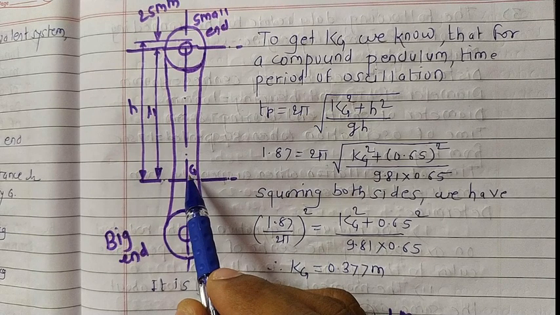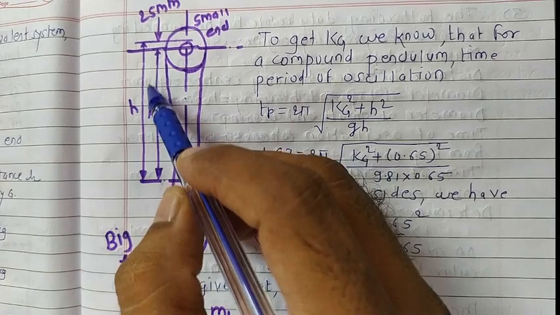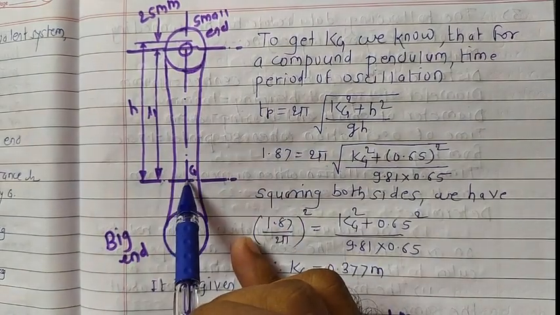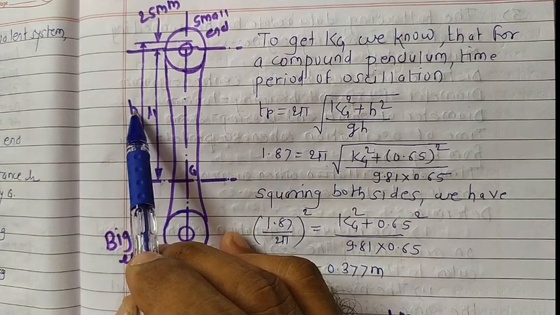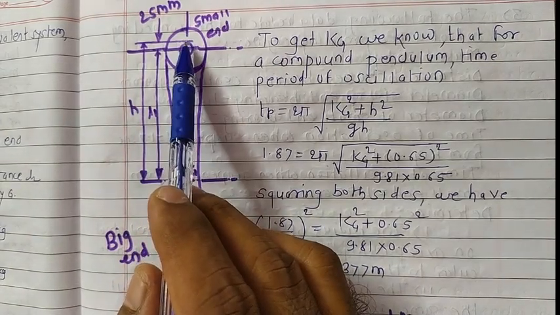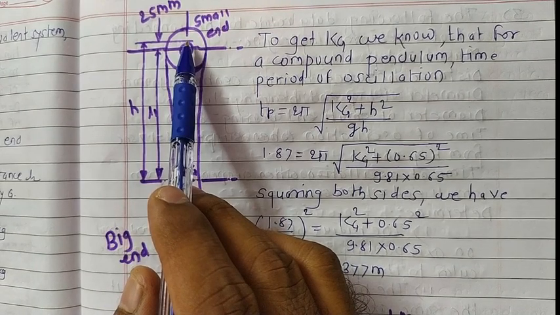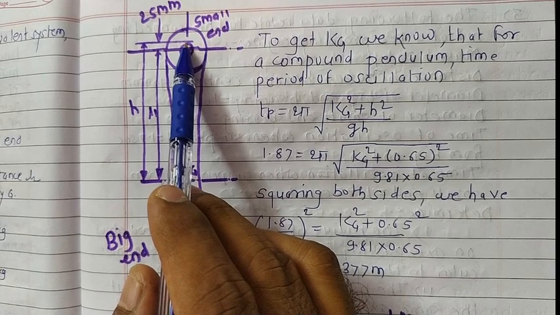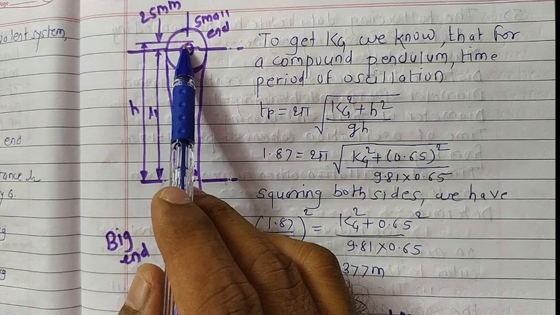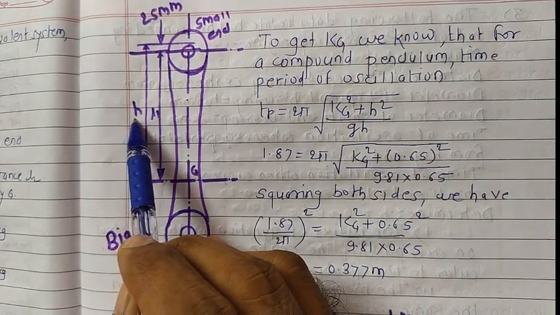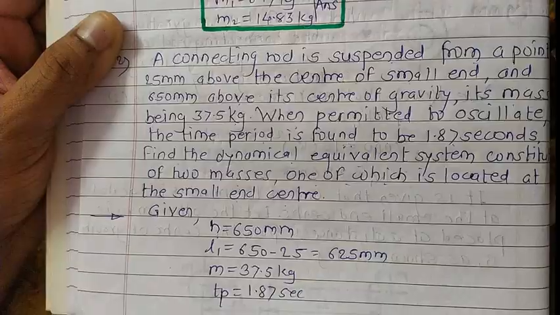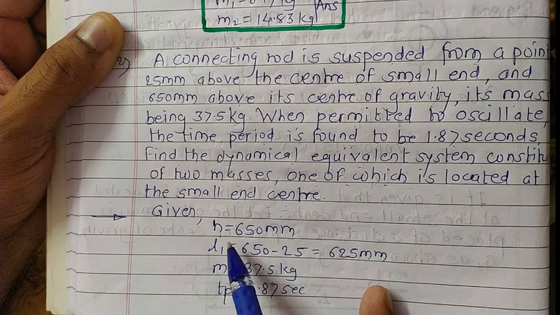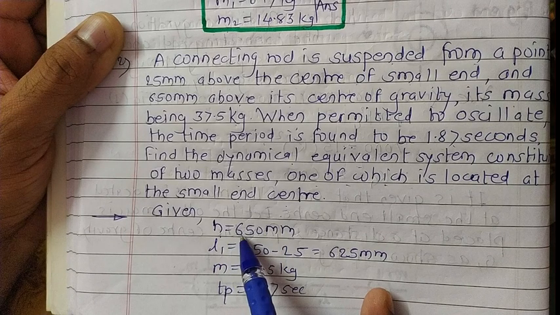So what about this L1? L1 is the distance between the small end center and the center of gravity point. What about this h? h is the distance between the top of the small end, where the mass is mounted, or the bearing end, up to the center of gravity point. So this distance is the h distance. In the problem, the value for h is 650 mm. So get the value for this L1.